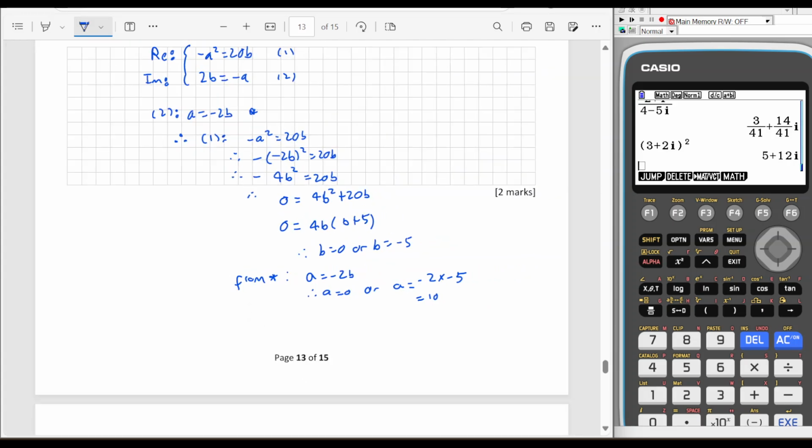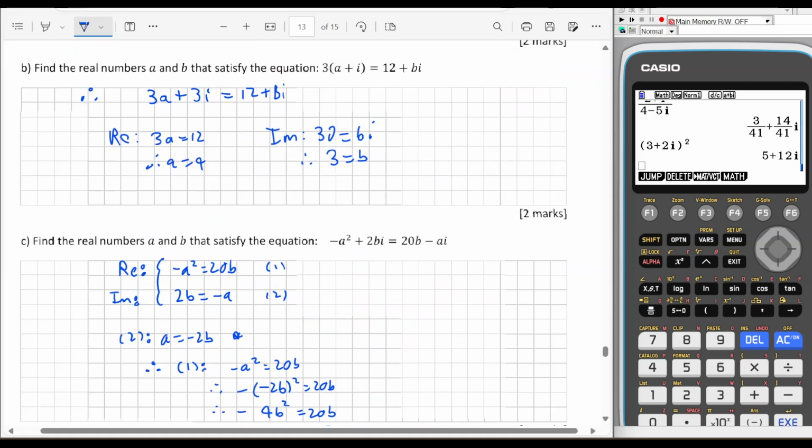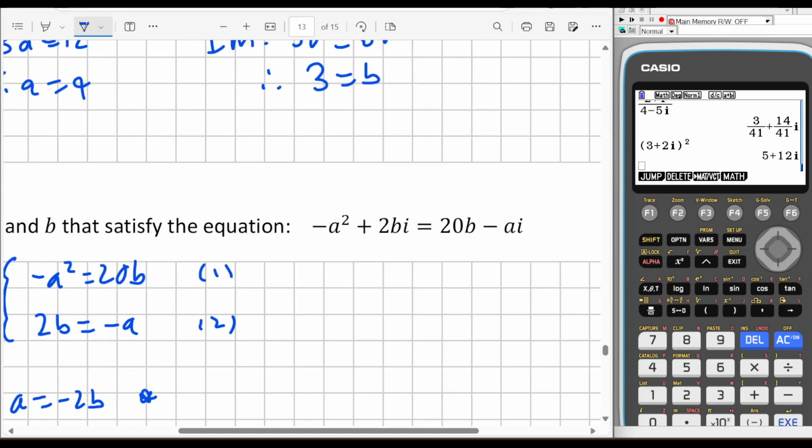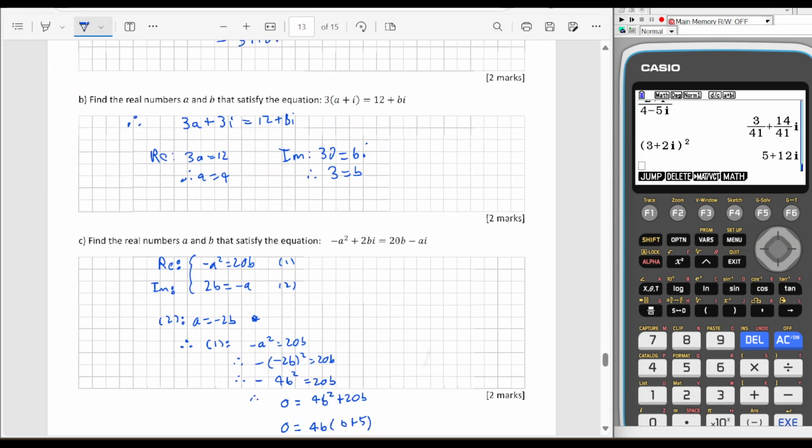All right, so that's what you get. You've got a is 10, b is minus 5, or a is 0 and b is 0, right? Kind of a boring solution, but if you think about it, if all those numbers were 0, you would get 0 equals 0. So technically that does work.